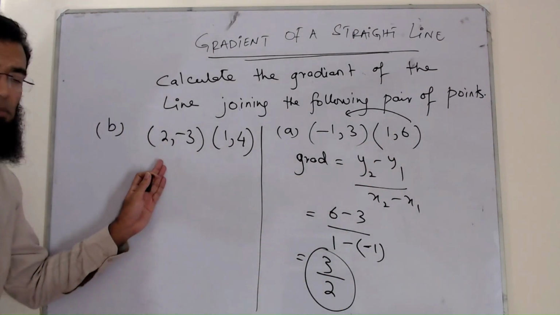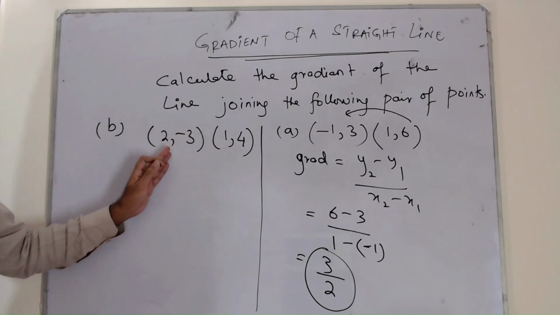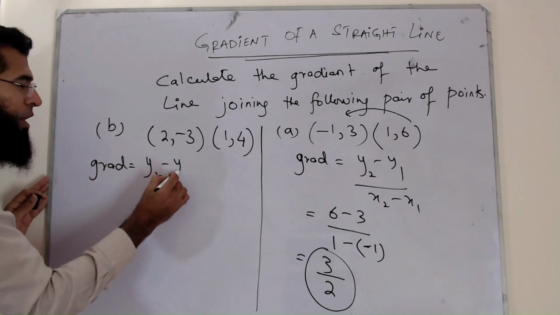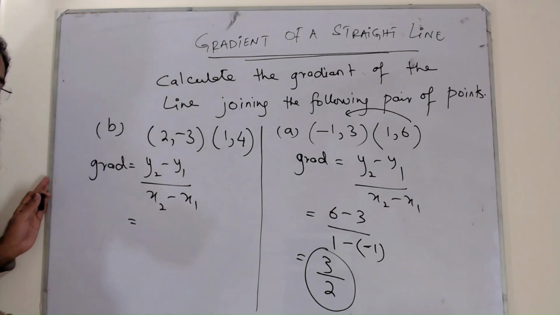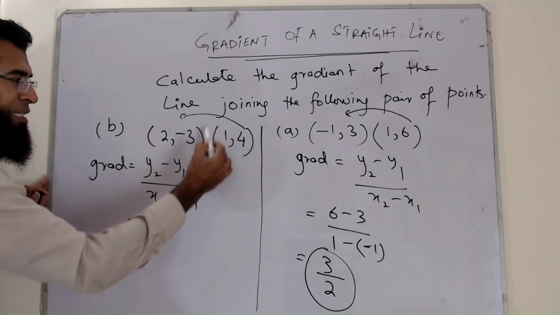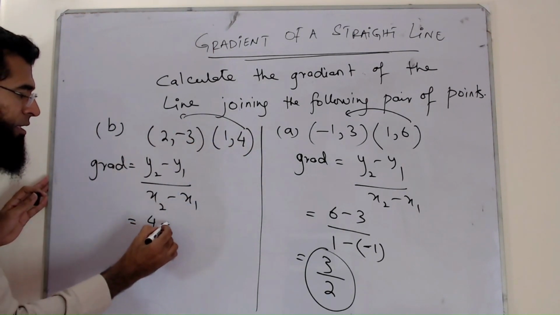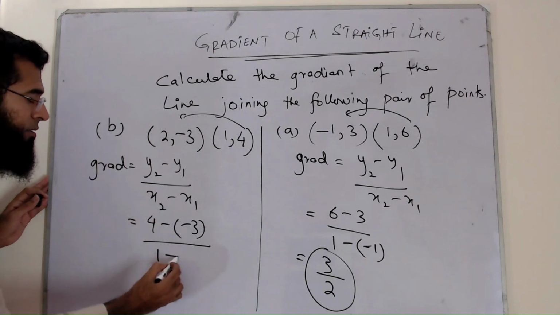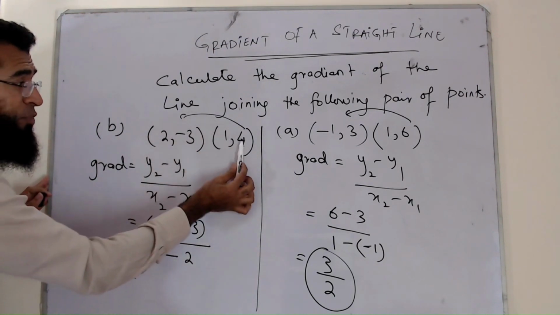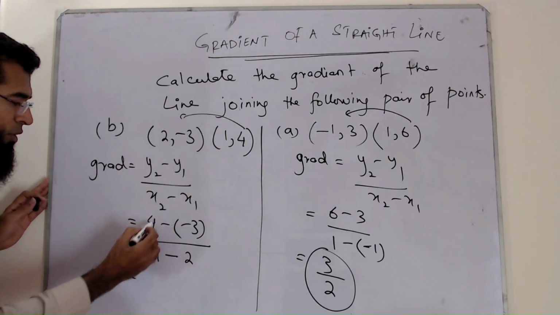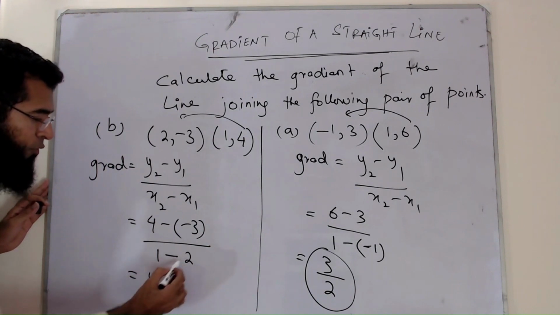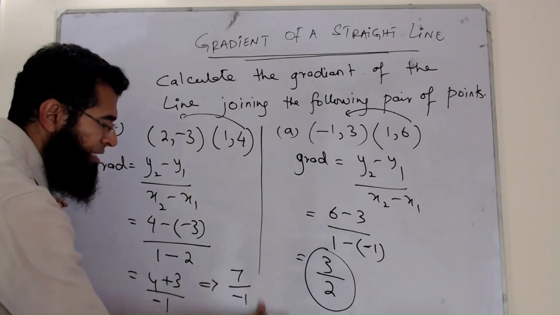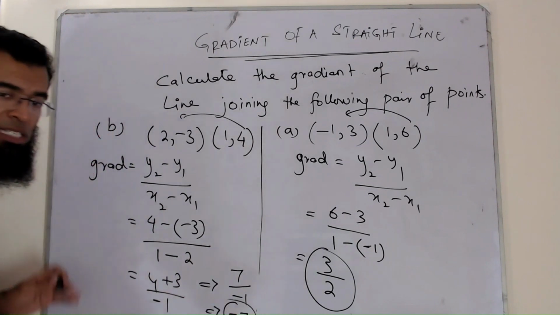Let's look into this next part. Again, we need to find the gradient of the line joining the following pair of points. What is the gradient? Again, y2 minus y1 over x2 minus x1. Let's take this as point 2 and this as point 1. So y2 minus y1, where y1 is negative, over x2 minus x1. The direction should be the same: if this is y2, it has to be x2. So minus into minus is plus, over minus 1. The answer is 7 over minus 1, which is minus 7.